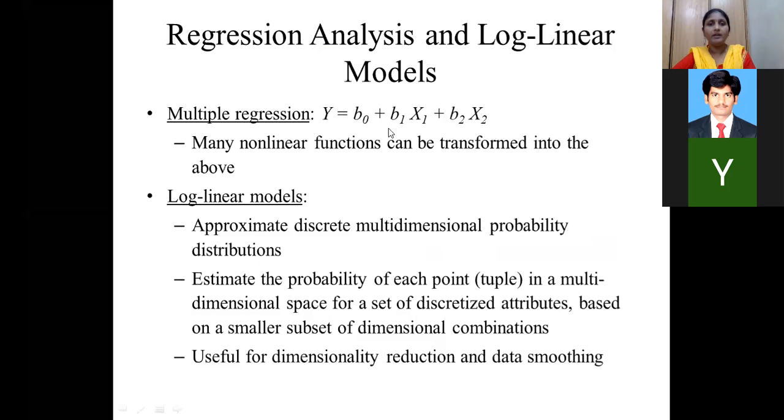So next, multiple regression. Multiple regression means here we are having more than one independent variable. That means in this equation, I have represented two independent variables, that is x1 and x2. I have taken more than one independent variable.